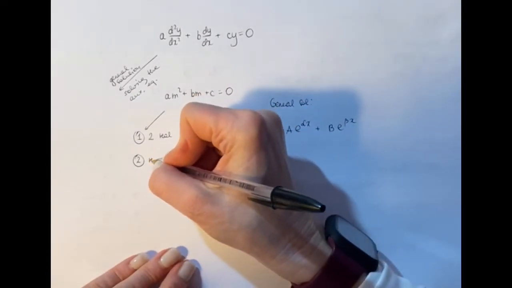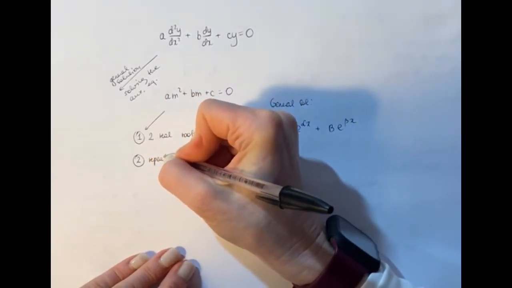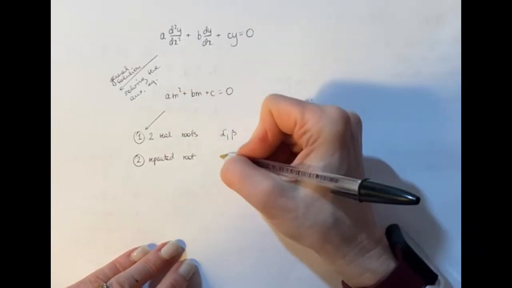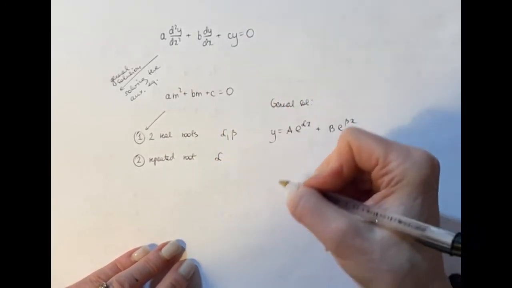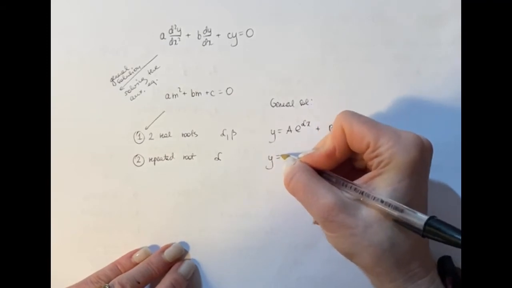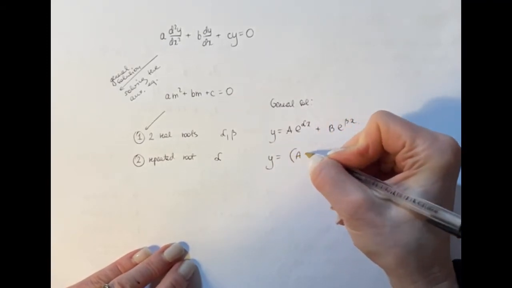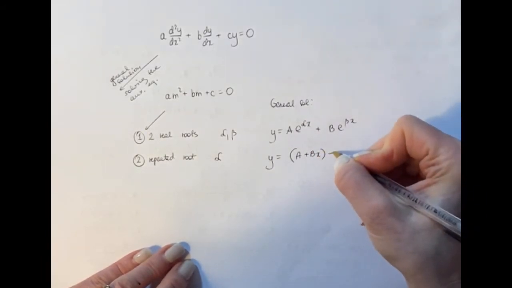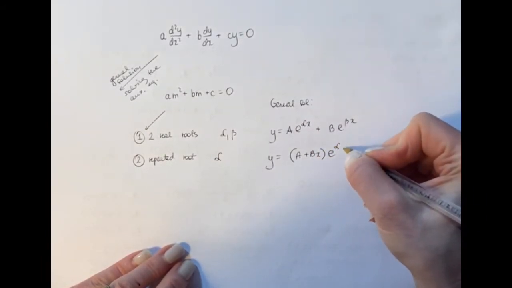If you have a repeated root, so that's when your discriminant is equal to 0, let's say alpha, the solution takes the following form: y equals, in brackets, a plus bx, where a and b are just some constants, times e to the power of alpha x.